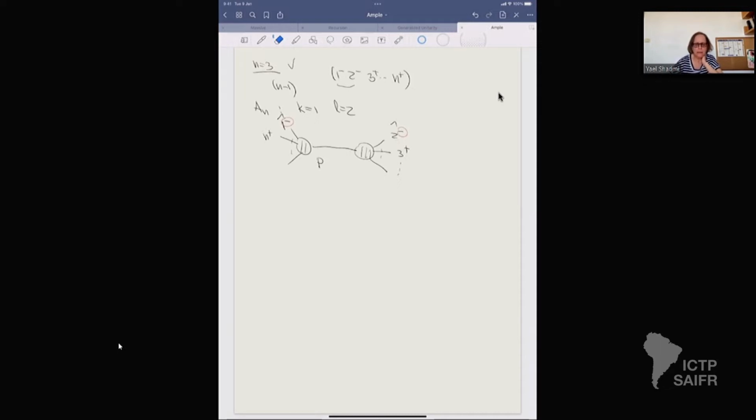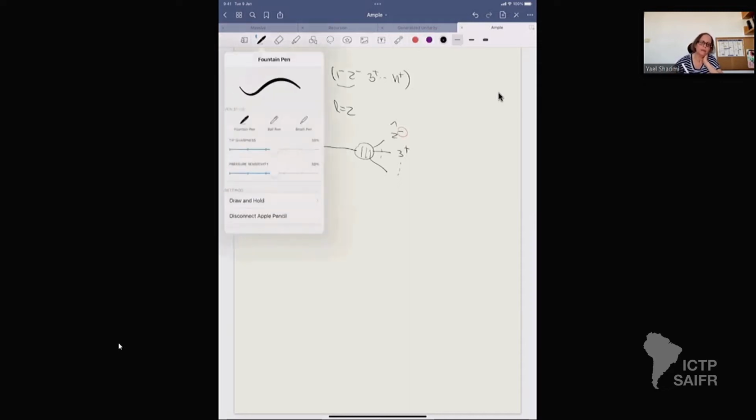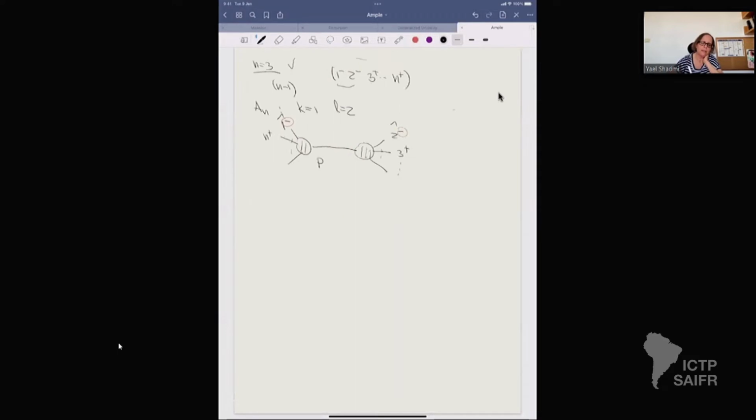So these are the things that we need to consider. Again, remember that we're considering a color-ordered amplitude. So there's a specific ordering here, right? And so the gluons 1, 2, 3, 4 have to appear in this particular order.